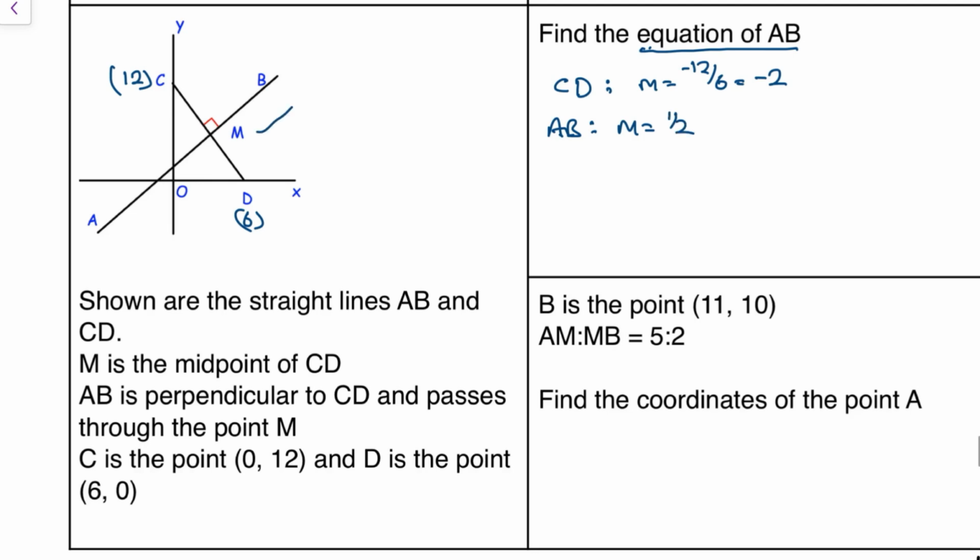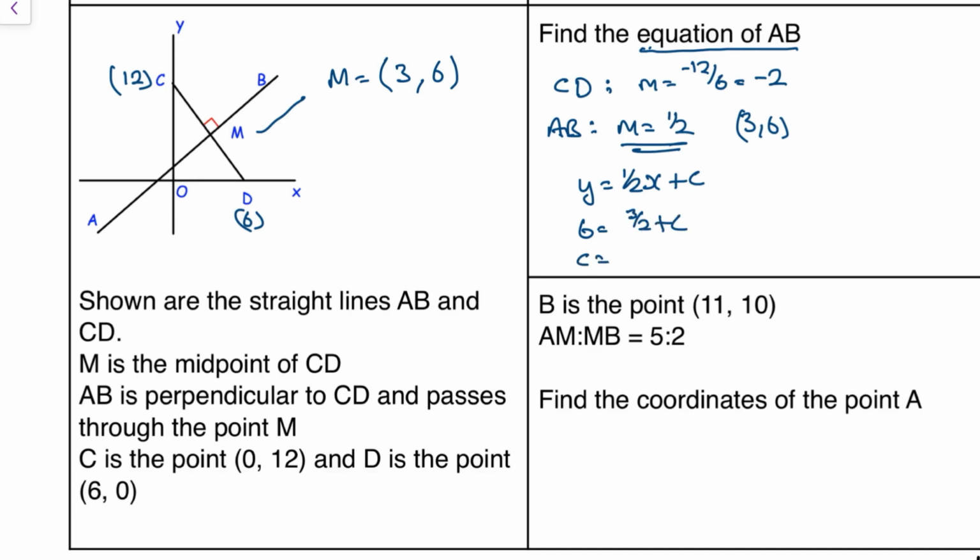Now, I also need the midpoint, don't I? So my midpoint is going to be, well, halfway between 0 and 6 is 3, and halfway between 0 and 12 is 6, so my midpoint is 3, 6. So I need the equation of the line with gradient a half, so y equals a half x plus c that goes through the point 3, 6. This is not terrible. So therefore 6 is equal to 3 over 2 plus c, which means that c is equal to, well, 6 minus 1.5 is 4.5, which is 9 over 2, which means the equation of my line is y equals a half x plus 9 over 2.